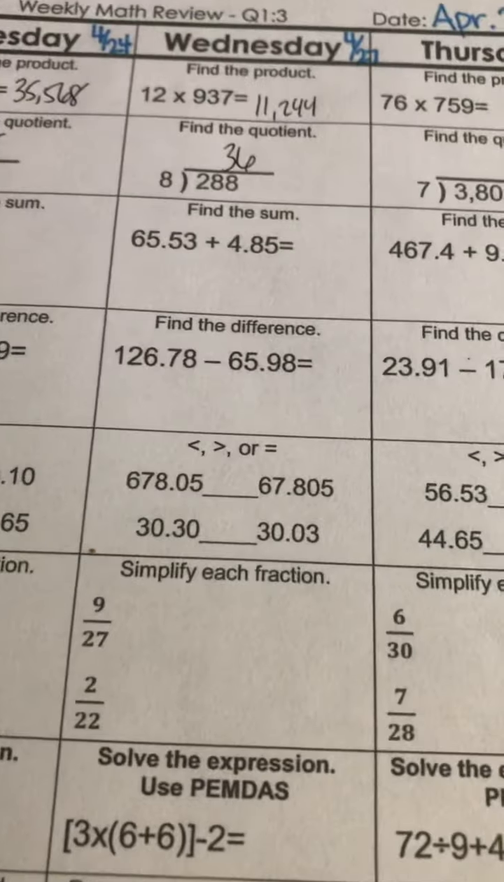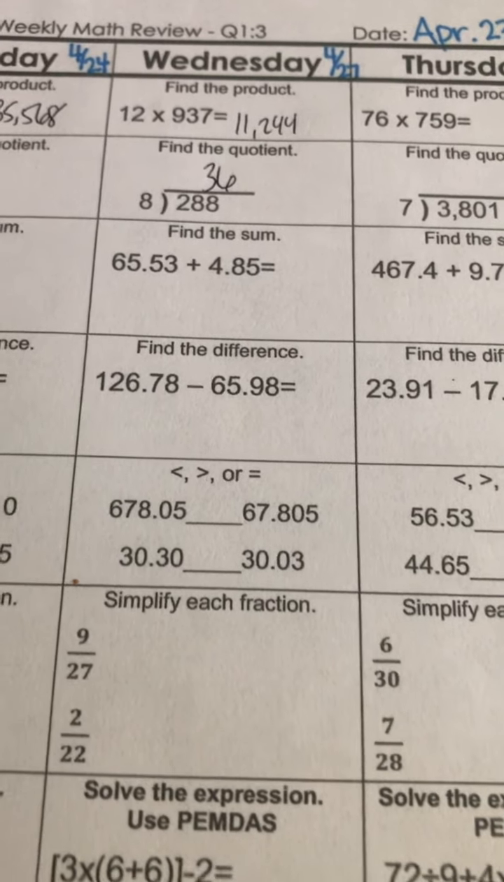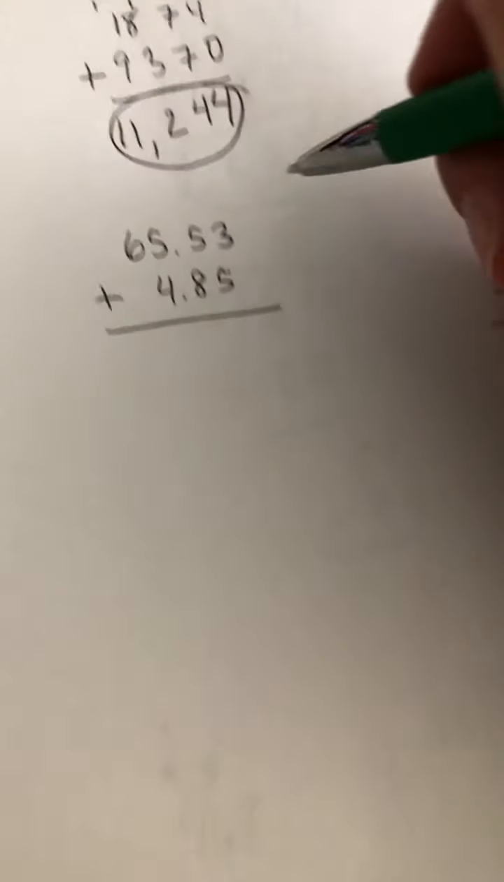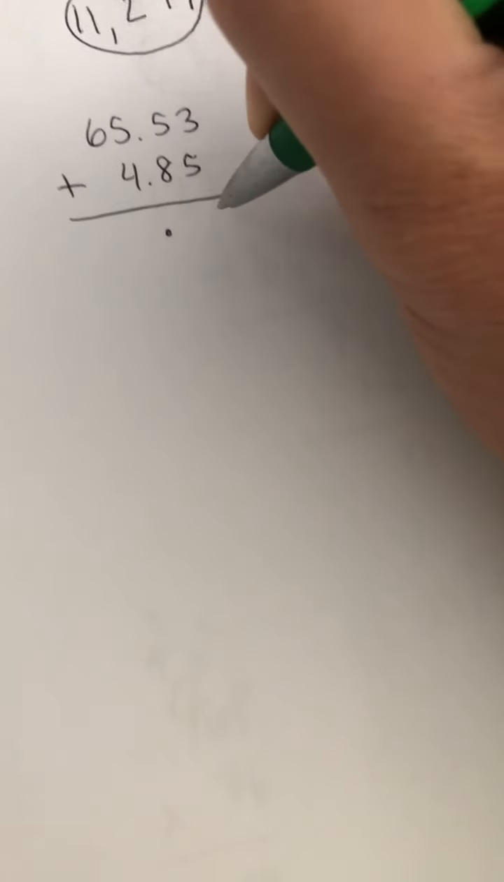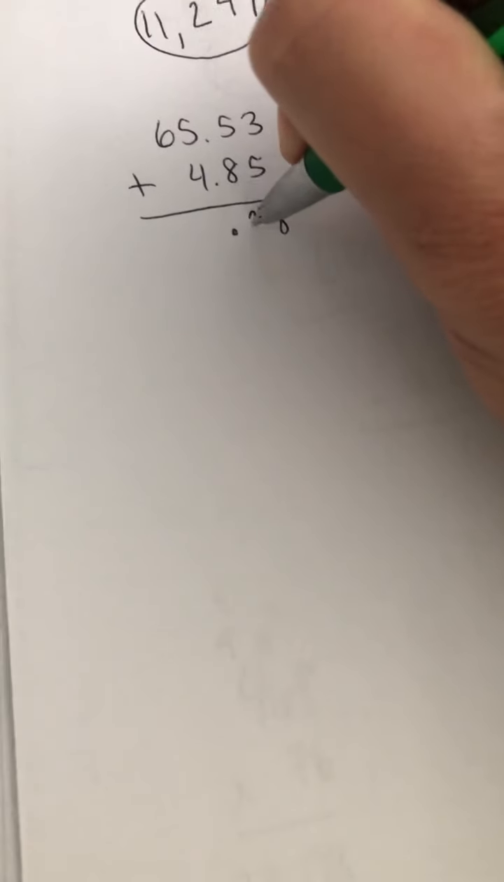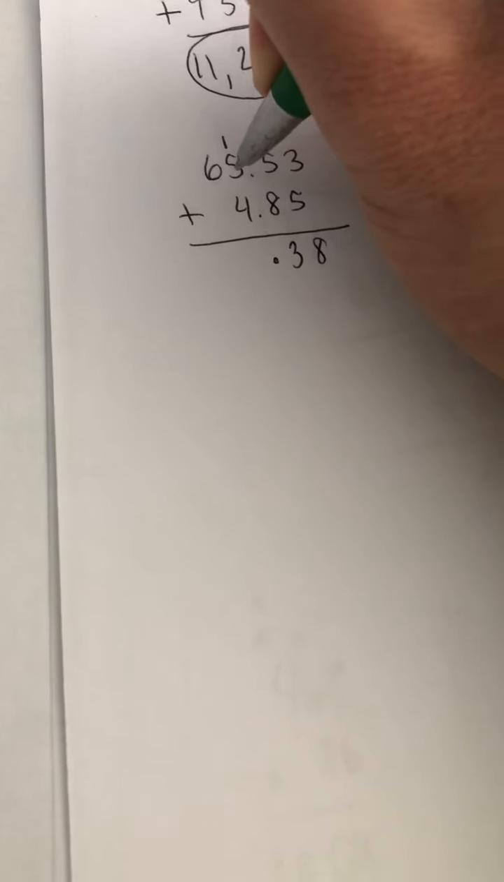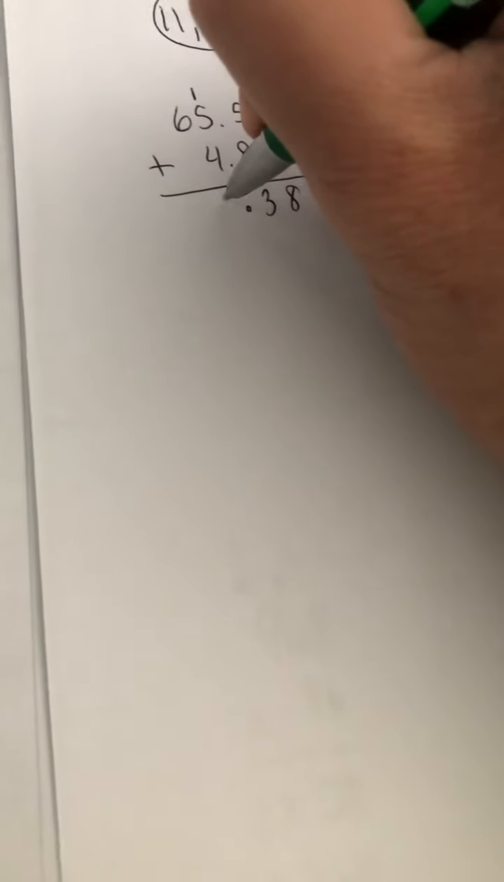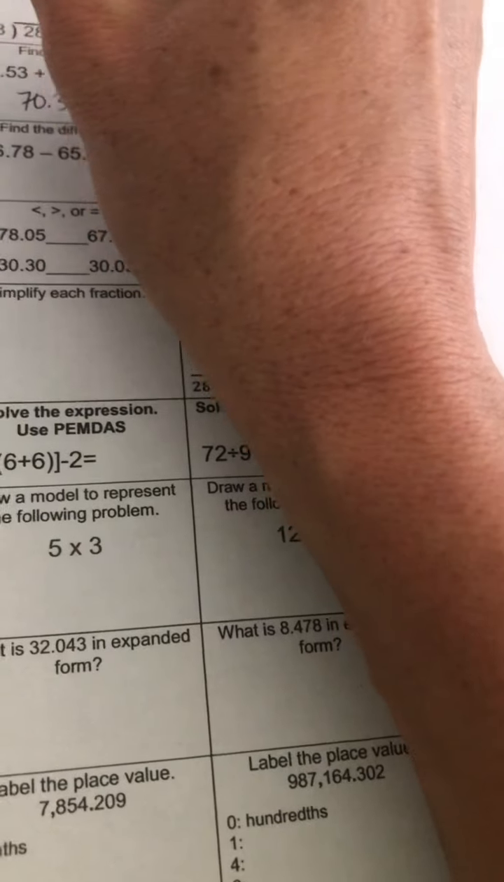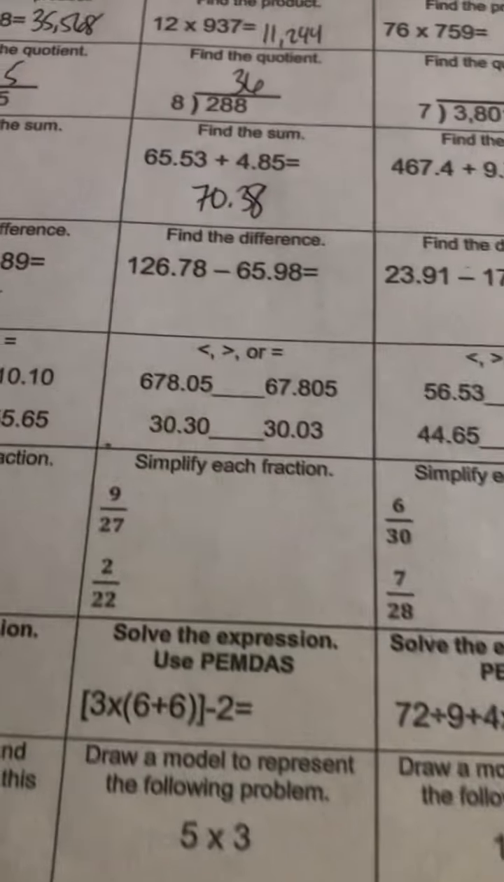Find the sum, 65 and 53 hundredths plus 4 and 85 hundredths. I've already had that written down. Make sure you line up your place values. You can go ahead and bring your decimal down. 3 plus 5 is 8. 5 plus 8 is 13. Carry your 1. 1 plus 5 is 6, plus 4 is 10. And then 1 plus 6 is 7. 70 and 38 hundredths.